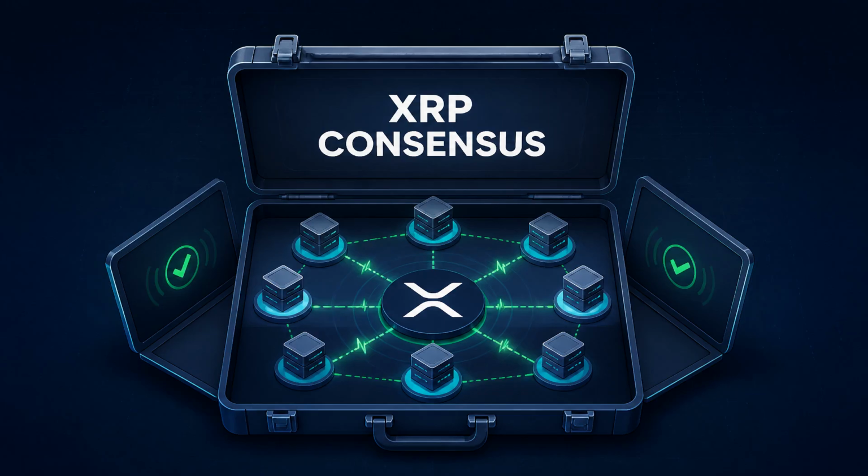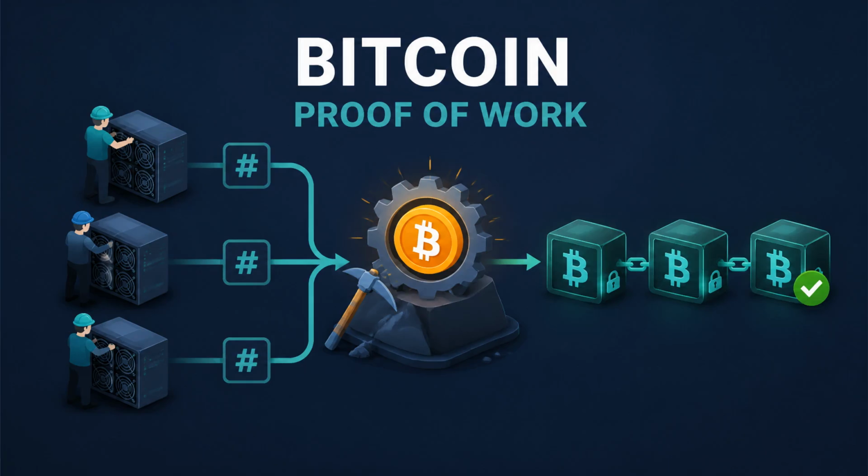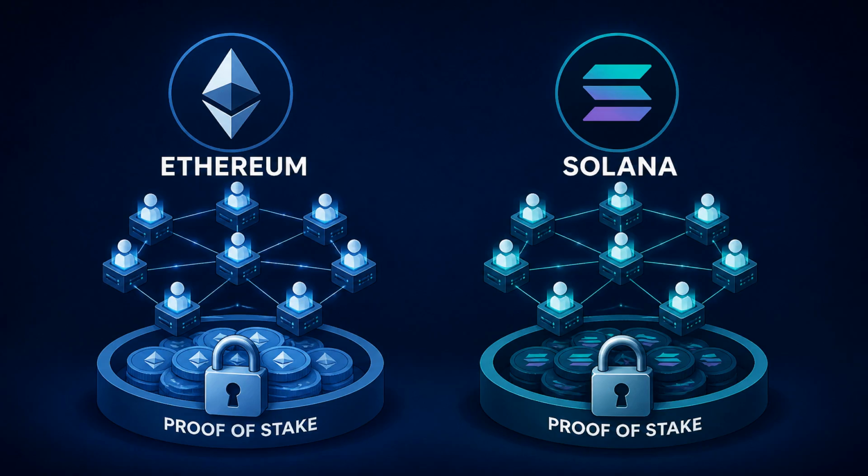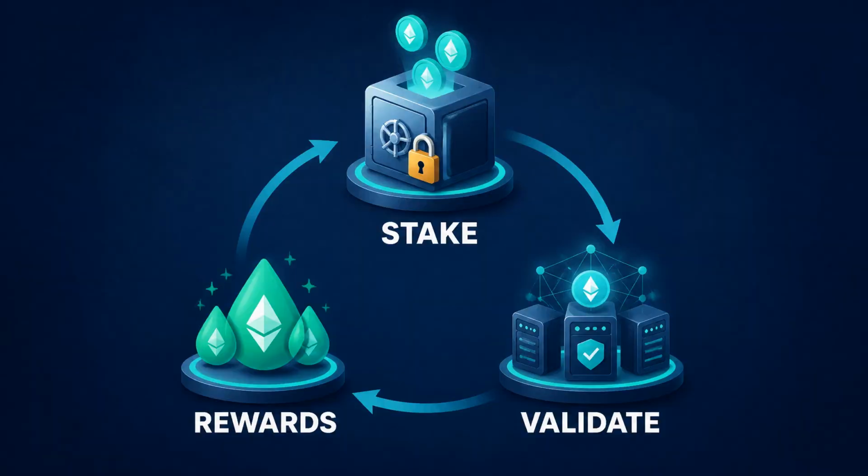Now let's look at the unusual part of XRP's design. Bitcoin protects its transaction history with proof of work. Miners spend computing power and electricity, and the winning miner can earn newly issued Bitcoin plus transaction fees. Ethereum and Solana use proof of stake. Validators lock or delegate assets, participate in consensus, and can receive rewards.